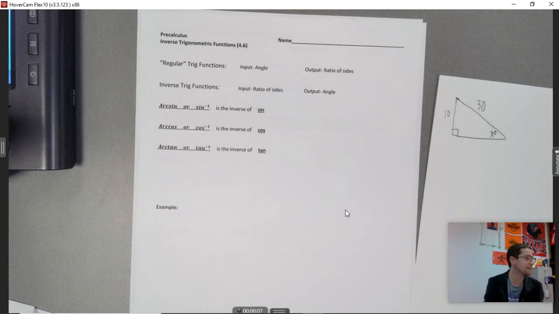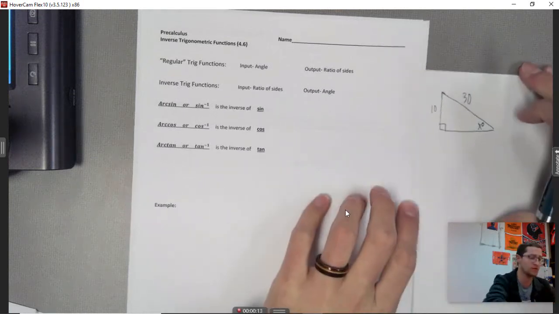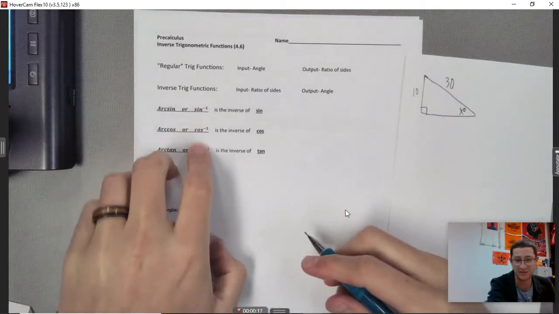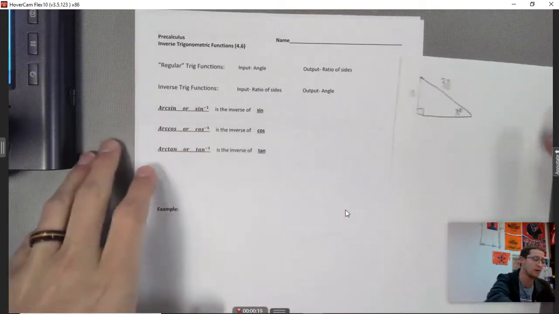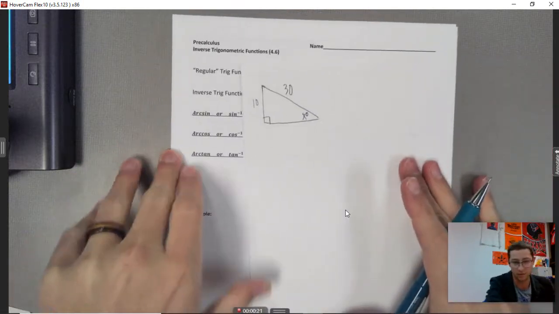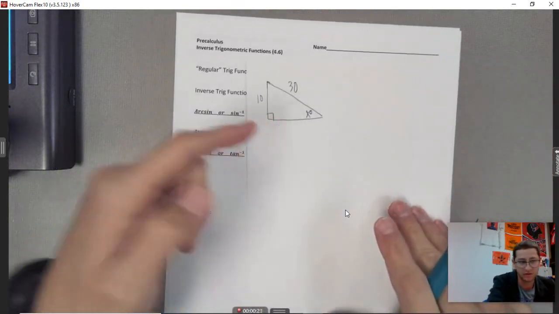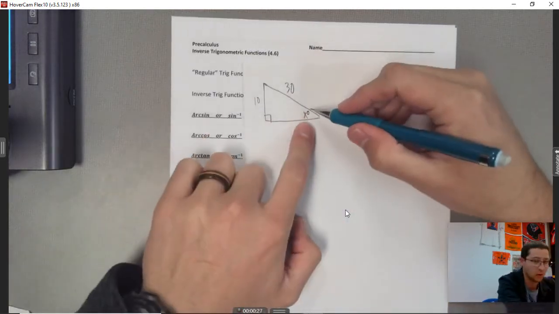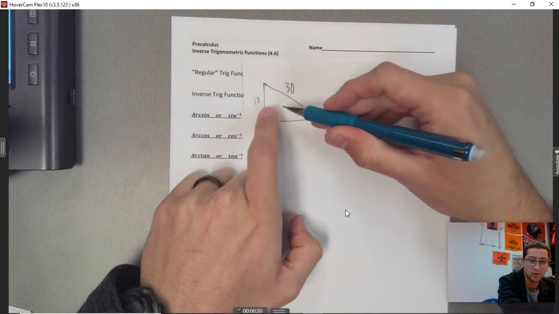Let's talk about inverse trig functions today. As a reminder, essentially what we're working with is sine to the -1 power, cosine to the -1 power, and tangent to the -1 power. Typically you've seen questions like this, and this is where we use those inverse trig functions: problems where we are trying to find the angle when we're given some of the sides.